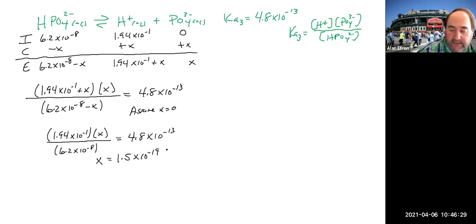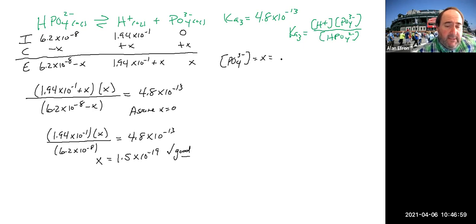We want to check it. So why don't we check it with the 1.94 times 10 to the minus 1, times 100. And again, we're all good on that check as well. Not even 1%. Any questions so far on that? So what does that give us in terms of information? Well, it gives us the concentration of PO4 3 minus, which equals x, and in this case that is 1.5 times 10 to the minus 19 molar.